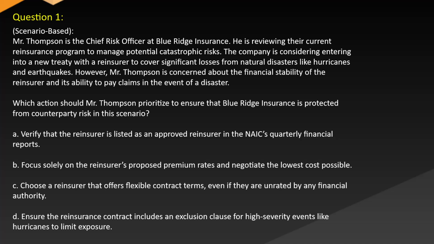Question 1. Scenario-based. Mr. Thompson is the Chief Risk Officer at Blue Ridge Insurance. He's reviewing their current reinsurance program to manage potential catastrophic risks. The company is considering entering into a new treaty with a reinsurer to cover significant losses from natural disasters like hurricanes and earthquakes. However, Mr.